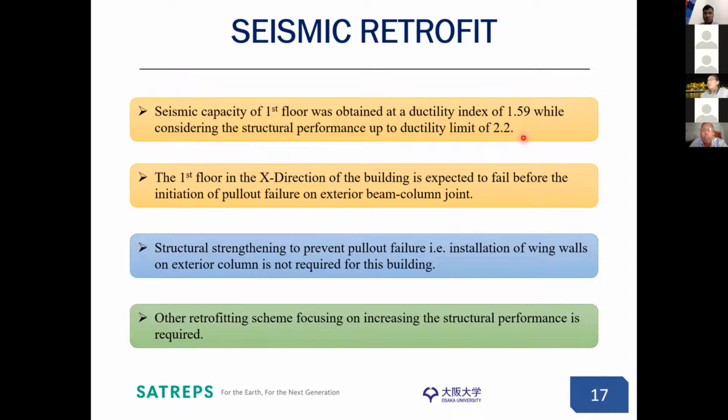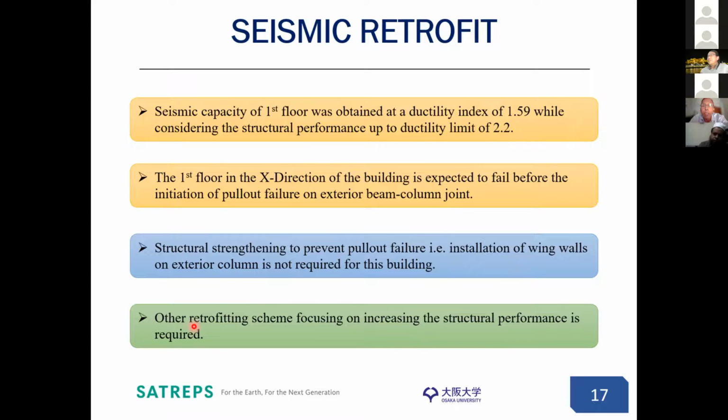So we also need to increase the strength. So we have to consider some retrofitting technique that actually increases the strength of the building along with the structural integrity. So for first floor X direction, as I just explained this part, we will not do any wing wall installation to improve that joint part. Other retrofitting techniques explained in PWD guidelines or SATREPS-TSUIB guidelines can be used in this particular case.